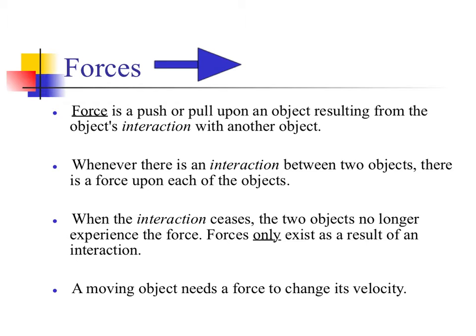Remember, it's the interactions. The force should be a repeat: that is a push or pull, and this is why science can't suck, because it's only a push or a pull upon an object. And the big part of this truly is interactions. If you notice that is italicized, that it's the interaction with another object. Whenever there's an interaction between objects, there is a force upon each of the objects. When the interaction ceases, meaning it no longer exists, the force no longer exists there.